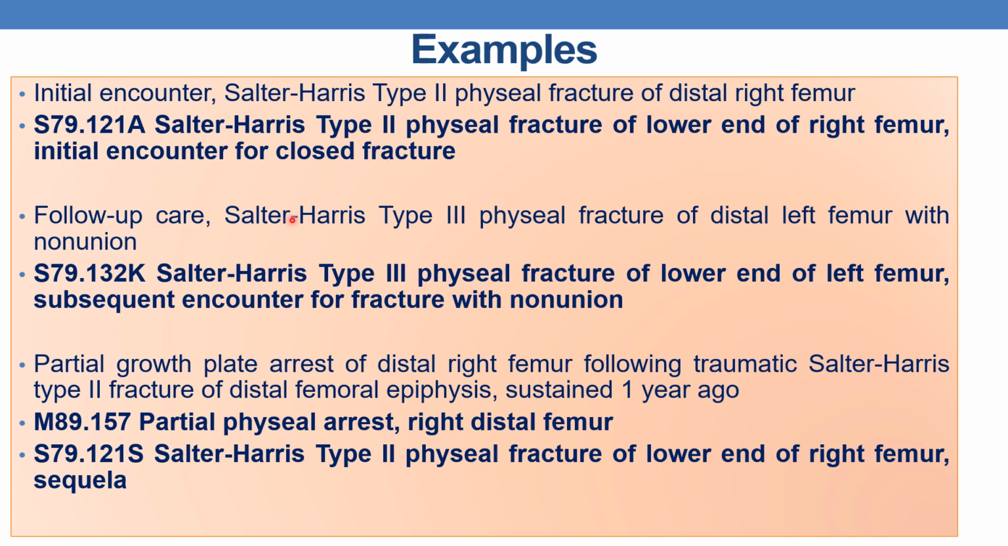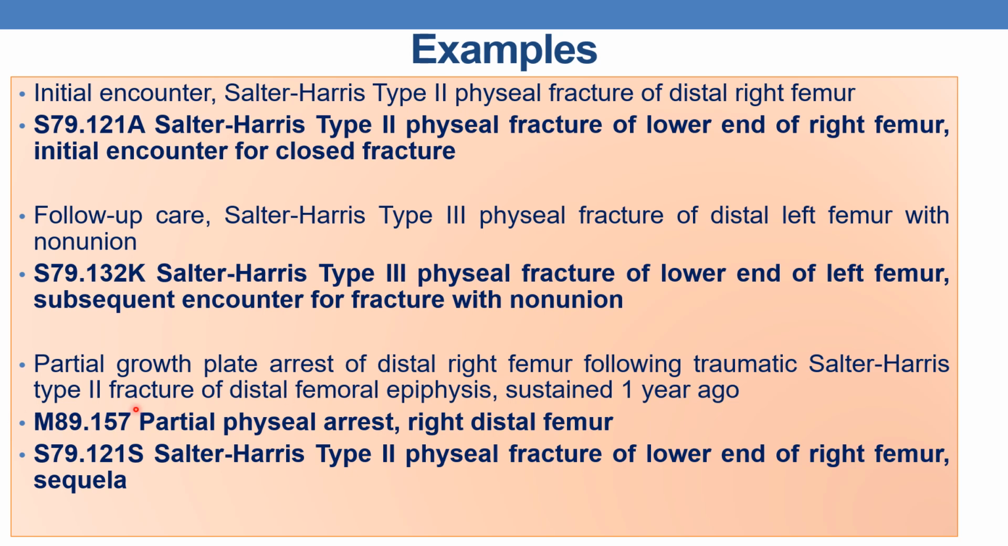Next question, follow-up care, Salter-Harris type 3 physeal fracture of distal left femur with non-union. The appropriate code is S79.132K. Salter-Harris type 3 physeal fracture of lower end of left femur, subsequent encounter for fracture with non-union, indicated by 7th character K.